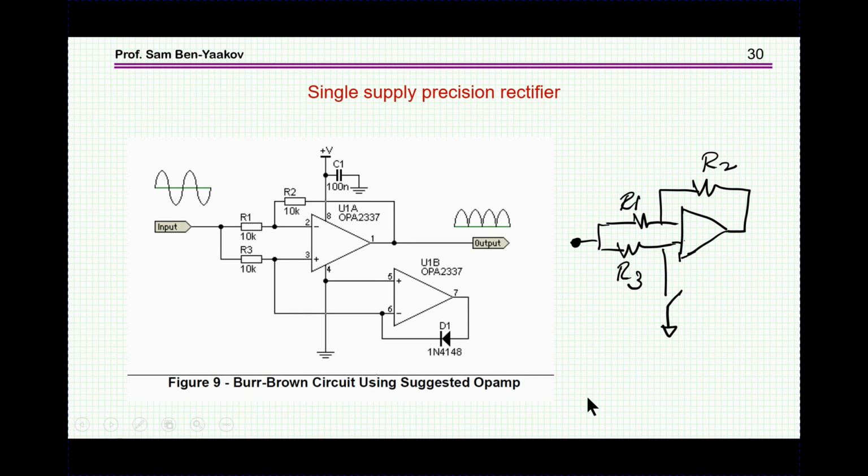So there have been many suggestions for single supply precision rectifiers. Now obviously you need, first of all, a unit that will have a rail-to-rail input and output. Goes without saying. But then we need a configuration that will not require negative voltage. Now, here is an example. It's one example of a circuit that has been suggested that works in the following way. We have first of all an amplifier here.